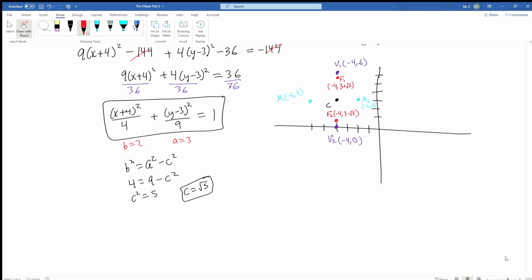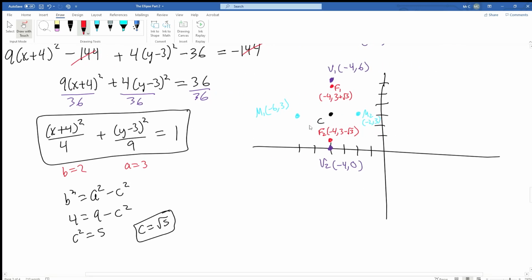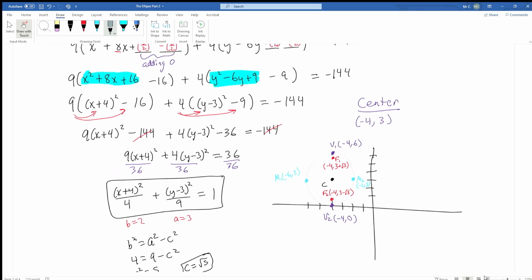Let me just zoom in a little on that. And our graph will just be connecting our vertices and our minor axis endpoints like that. All right. Well, that's a pretty challenging one.